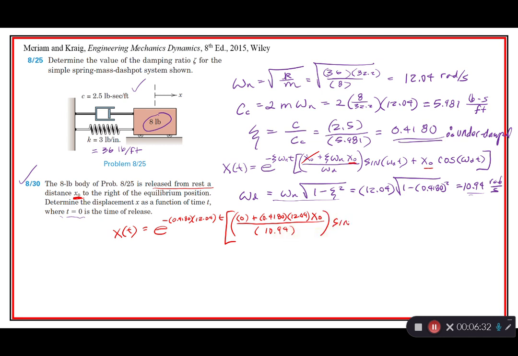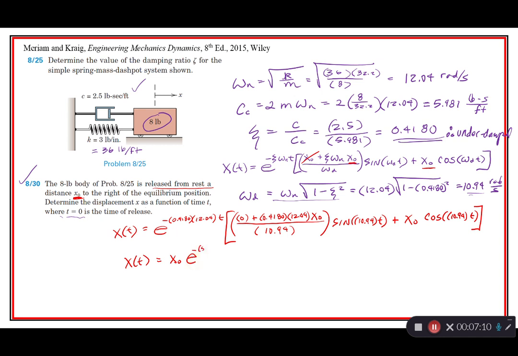And then we have the sine of 10.94 t, plus, now we have x naught right here. Once again, we don't know what that is. But we know what omega D is, so 10.94 times time, close bracket. So here is sort of our final answer. I'm bringing x naught out from both of these terms. I hope it doesn't bother you that I skipped writing it out again.